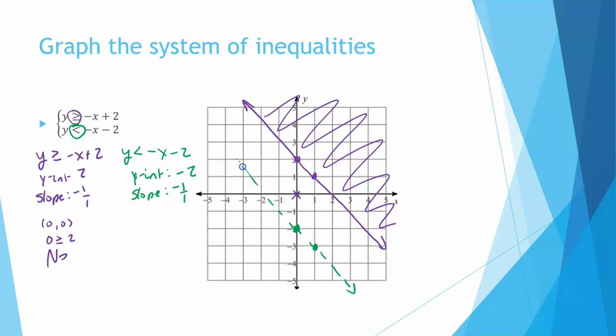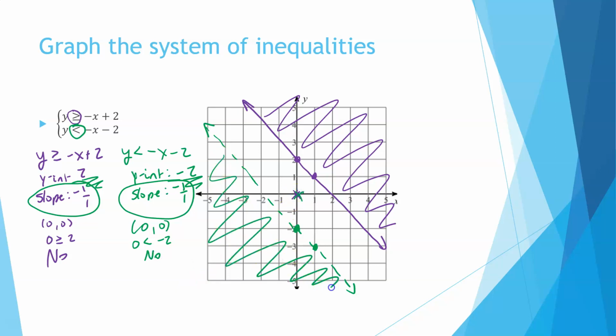And hopefully you're recognizing that these two lines are parallel. And hopefully that makes sense because we have learned that if two lines have the same slope and different y-intercepts, that means they're going to be parallel. If that happens, when I go to test my test point, I get is 0 less than -2. And once again, I get no, which means I don't shade over 0, 0, I shade away from.